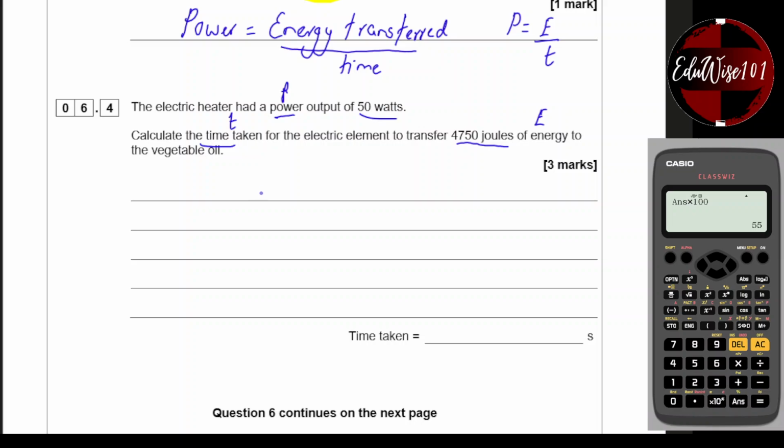So again, write the equation, power equals energy divided by the time. So 50 equals 4,750 joules divided by the time. So when you rearrange this equation, time equals 4,750 divided by 50, and that gives you an answer of 95 seconds.